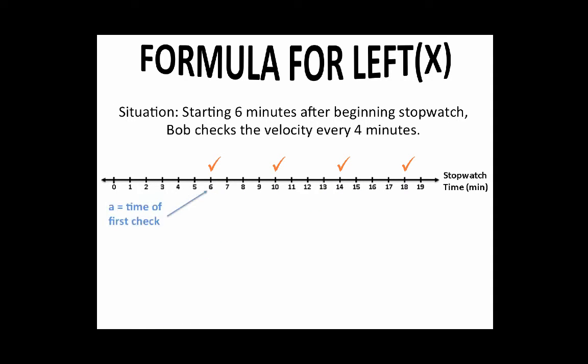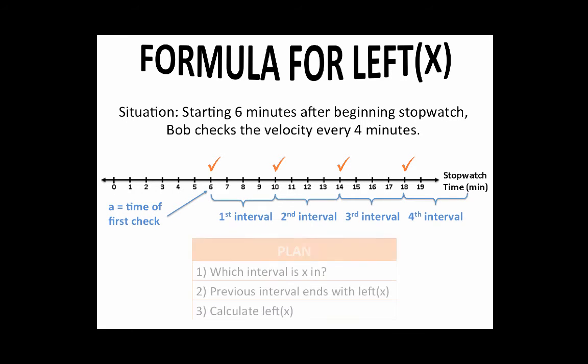Think about all the time after Bob first checks the velocity as split up into intervals between checks. Our plan for how to write the formula has 3 parts. If we can find the interval the current stopwatch time x is in, we know the previous interval ends with left of x, and we can use that to calculate the dependent value of left. For example, let's say the current stopwatch time is 17 minutes. 17 minutes is in the third interval between velocity checks, so left of x must be at the end of the second interval. So left of 17 is 14.